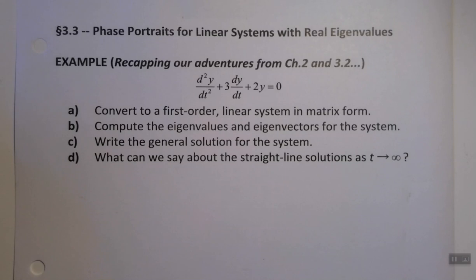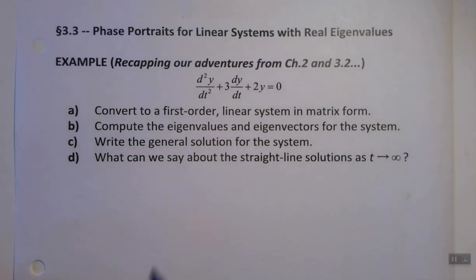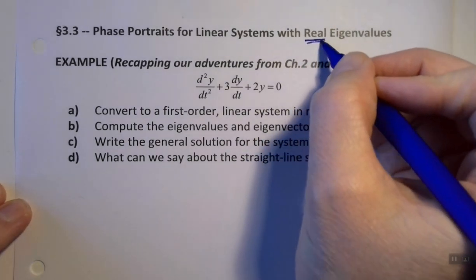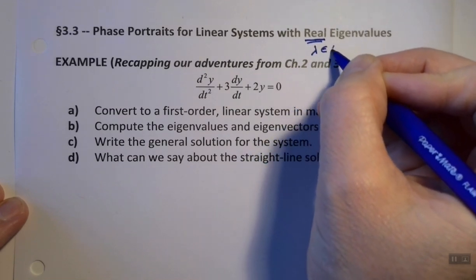And one thing you'll notice right away is it says we're going to be taking a look at phase portraits for linear systems with real eigenvalues. The key here is we're going to be dealing with real eigenvalues. So that means lambda is an element of the real numbers.